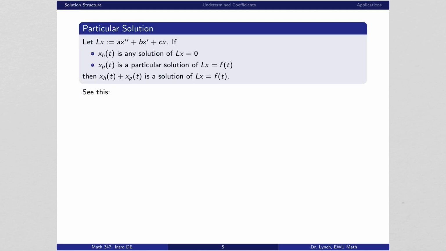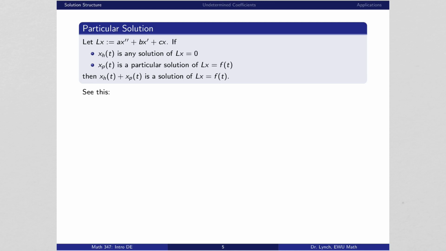Again, we're using our differential operator notation. Lx is defined to be a x double prime plus b x prime plus c x. And we're going to go ahead and call x sub h any solution of the homogeneous equation, and x sub p a particular solution. It turns out that if xh is a solution of the homogeneous equation and xp is a particular solution, then xh plus xp is always a solution of the non-homogeneous equation.